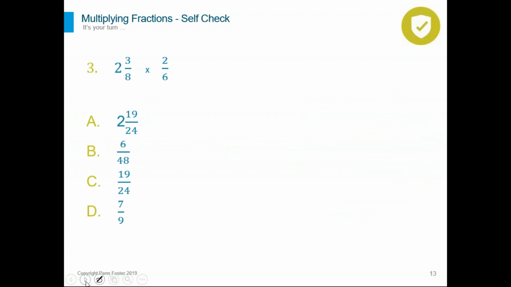Practice question. You can write down the problem. We have a mixed number times a fraction. Can we just go ahead and multiply, or do we have to do a step to prepare our problem first and then do the second step? What do you think?